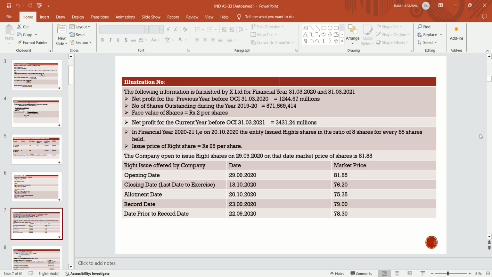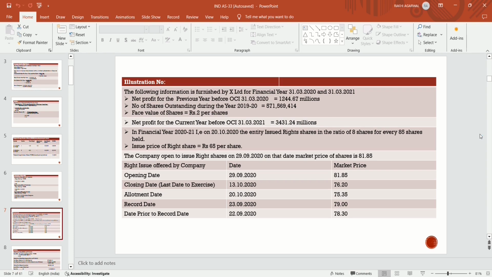The company opened to issue rights shares on 29th September 2020. On that date, the market price of the share is 81.85. On the date when the company opened the offer of rights issue to the existing shareholders, that is on 29 September 2020, the market price of the share is 81.85. Now there are some market prices on different dates.